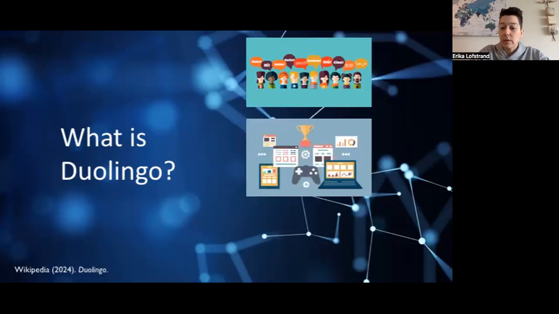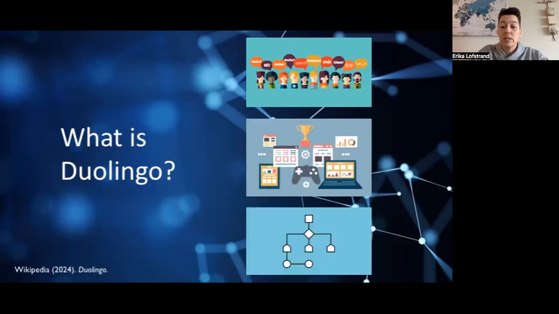Duolingo uses a gamified approach to language learning with lessons that incorporate translating, interactive exercises, quizzes, and stories to make learning engaging and fun. It also uses a unique algorithm that adapts to each learner's level and learning style, providing personalized feedback and recommendations based on individual progress.